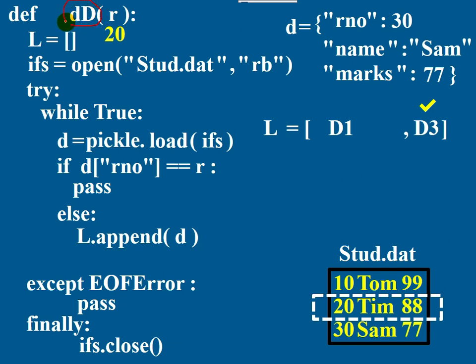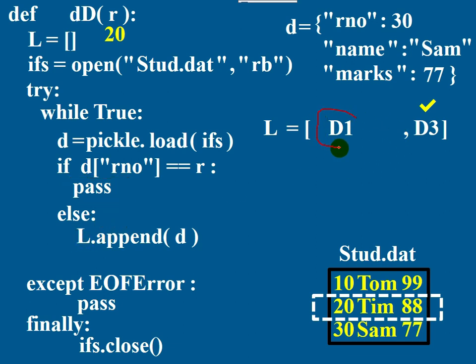You should change the name of the function. No need to read the new total marks, and L dot append should come in the else part. Maybe you understood why it should come in the else part, because if it is the record to be deleted, don't append it to the list, otherwise it should be appended to the list.